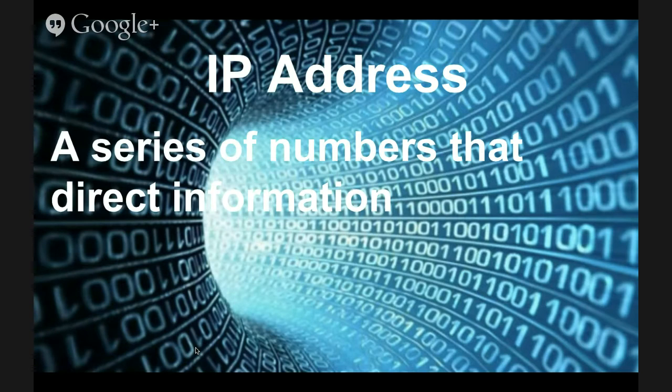IP addresses, with the IP standing for Internet Protocol, are basically a series of numbers that are addresses, like our home addresses, but for devices, so that specific information can be sent and received to those intended devices. The idea of the Internet of Things is that eventually everything will be connected.